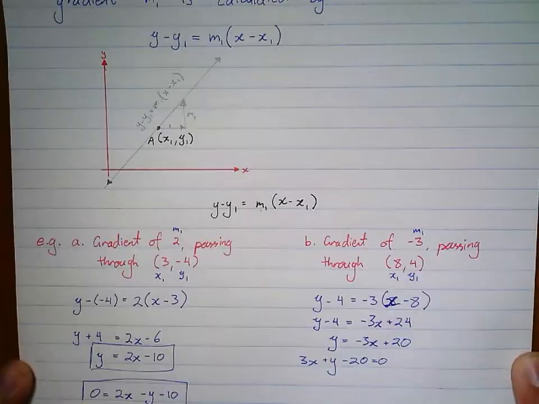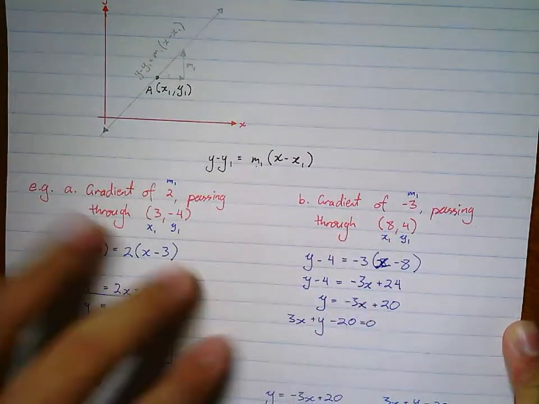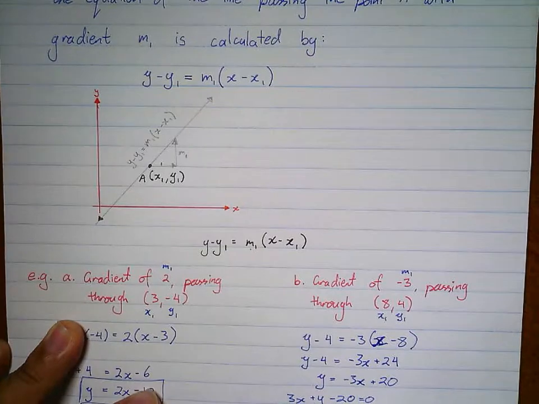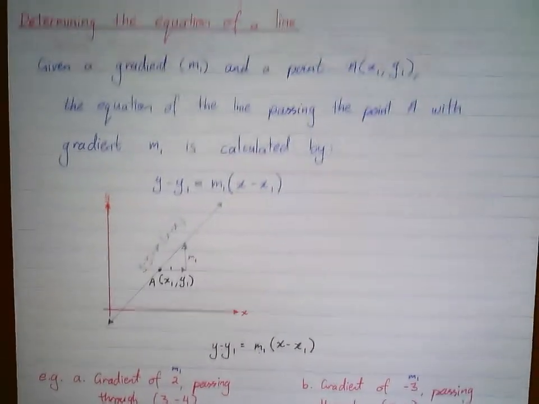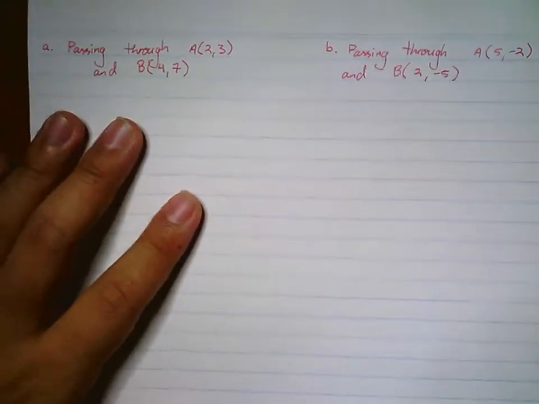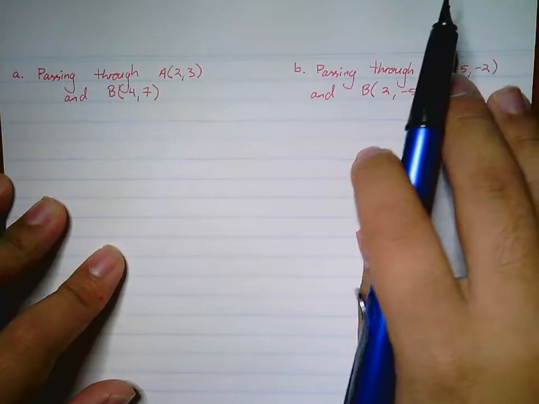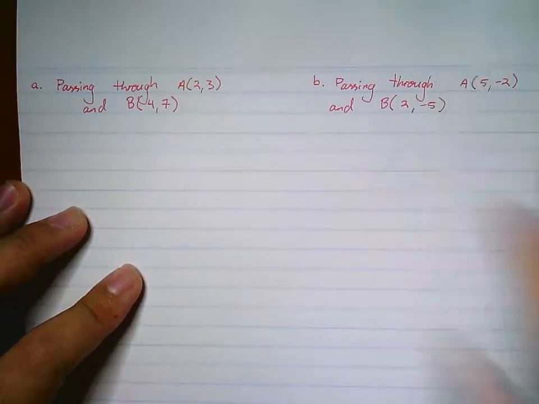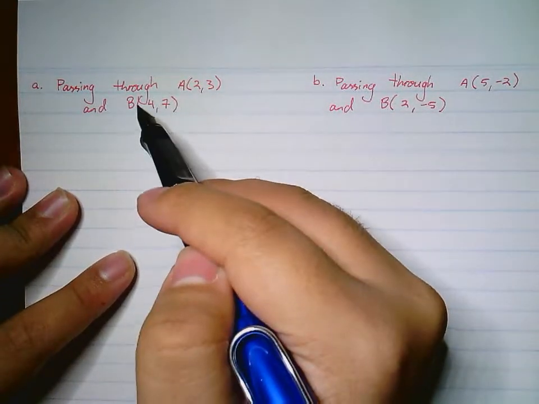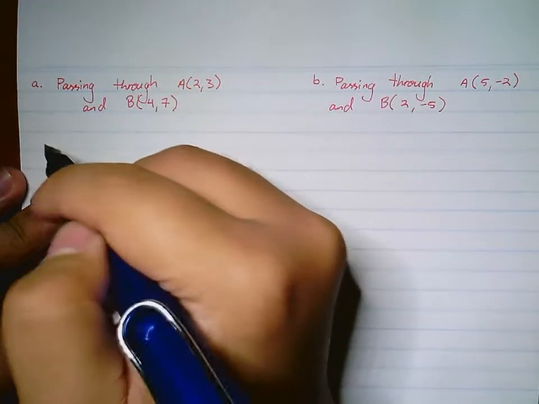Okay, let's move on now. So this is if we're given the gradient. What happens if we are not told what the gradient is, but instead we are only told that it passes through both points? Okay, well, the only way we can do this is we first need to calculate the gradient between A, B.